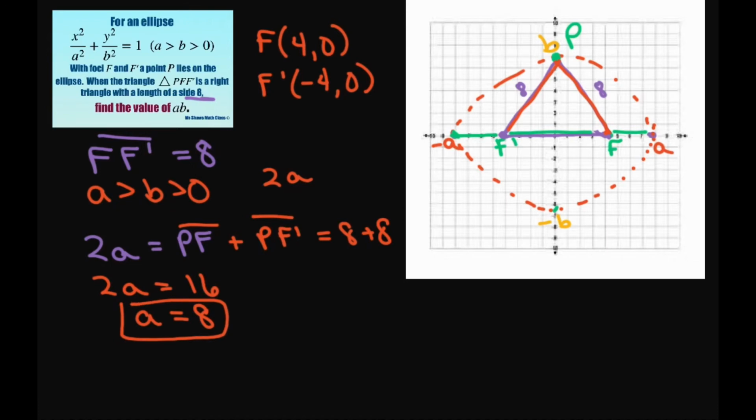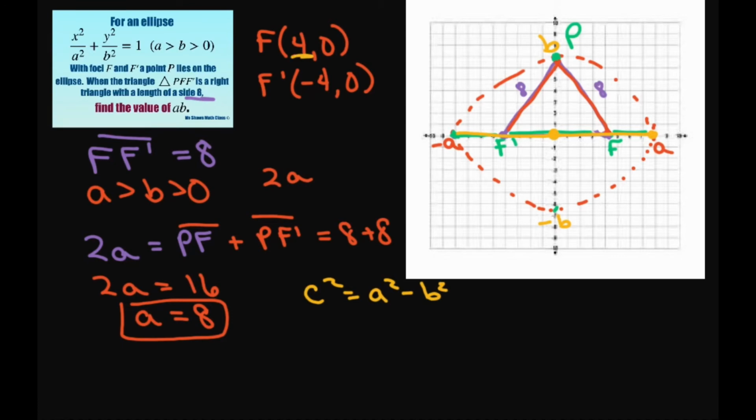And then we find our B. So that just means this length is 8, and this length is 8. When you add them together, you get 16. All right, now let's find our B value. We're going to use the fact that C squared equals A squared minus B squared. So our C is going to be 4.